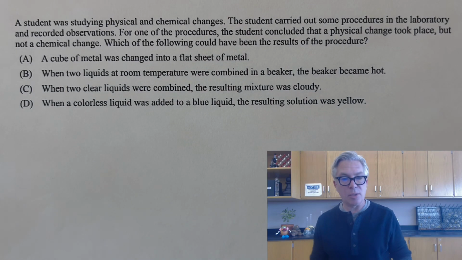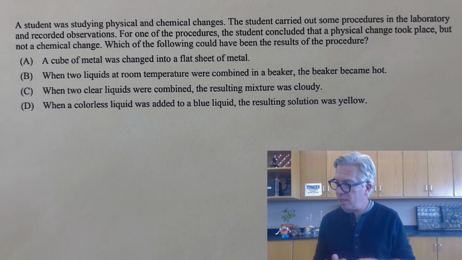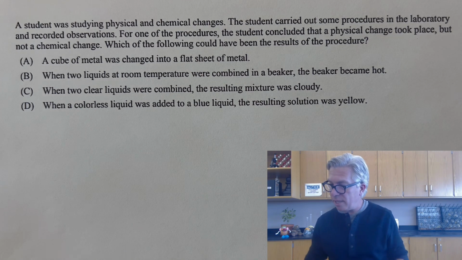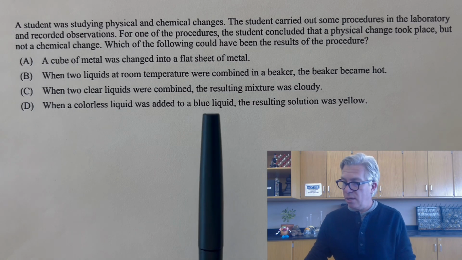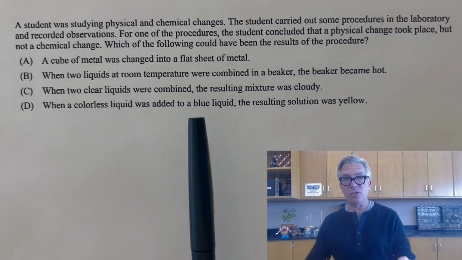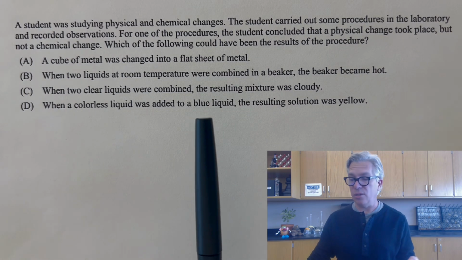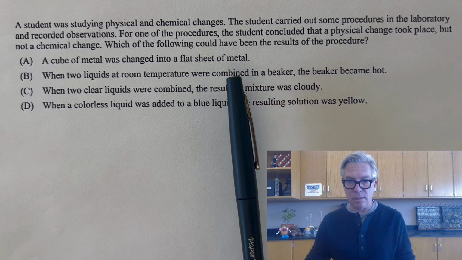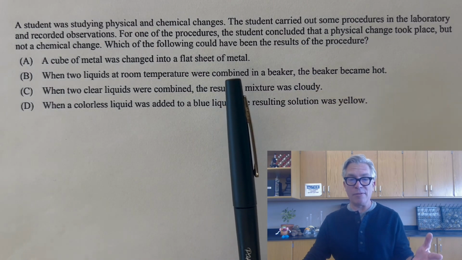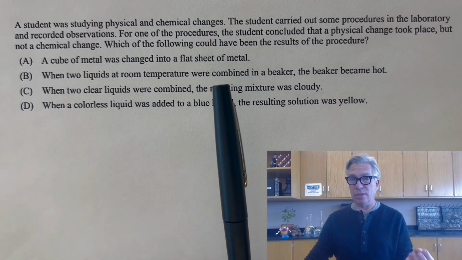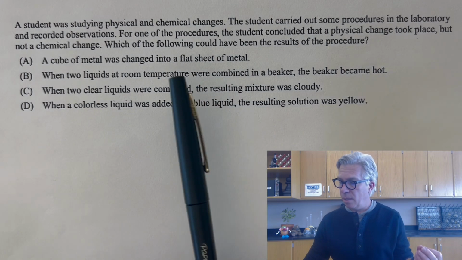A student was studying physical and chemical changes. The student carried out some procedures in the laboratory and recorded observations. For one of the procedures, the student concluded that a physical change took place, but not a chemical change. So which of the following could have been the results of the procedure? So now we're looking for a physical change, one that does not create anything new. A cube of metal was changed into a flat sheet of metal. Okay, I think we might have our answer right off the bat there, because just changing the shape of something doesn't necessarily change the molecules making it up.